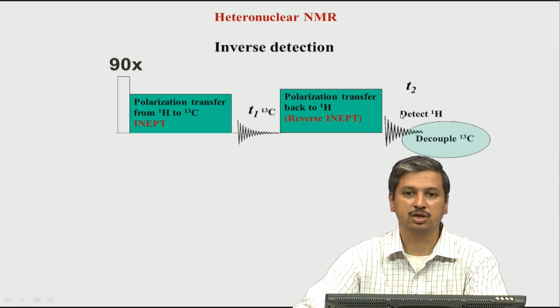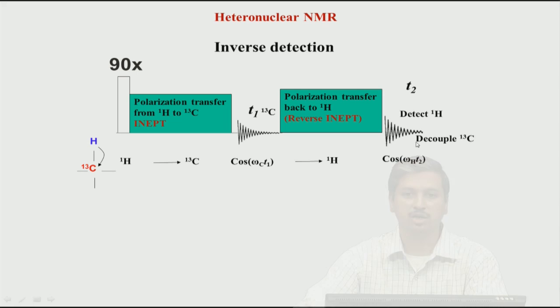Now, let us see mathematically what happens. We have a proton which is attached to carbon. We excite that proton, then we transfer the polarization to carbon 13, and as shown here the carbon 13 evolves with its chemical shift value, which is omega C into T1, and then we transfer this polarization back to proton like this, and what finally evolves is the chemical shift of proton in the direct dimension.